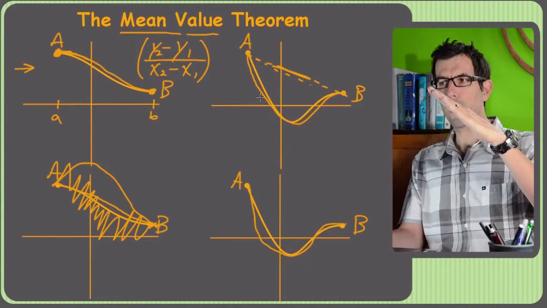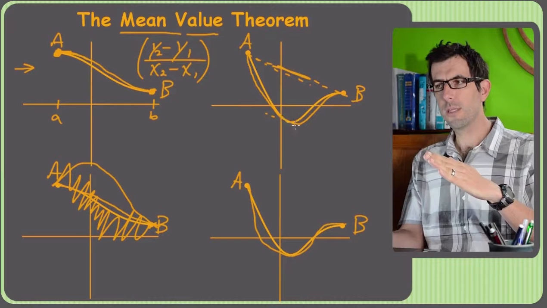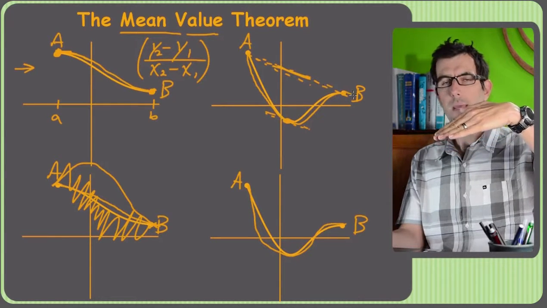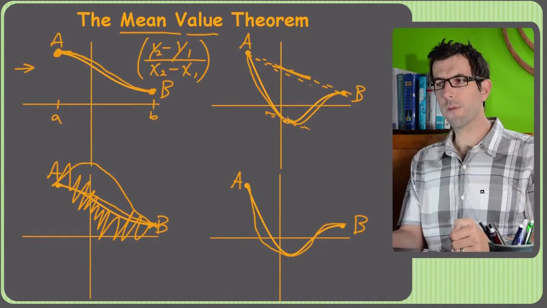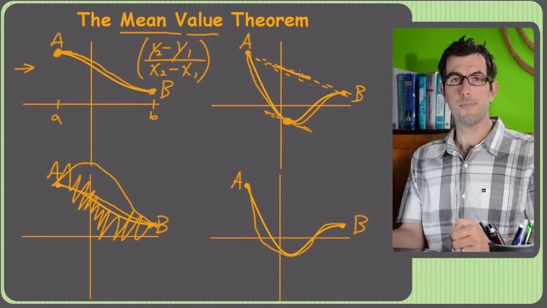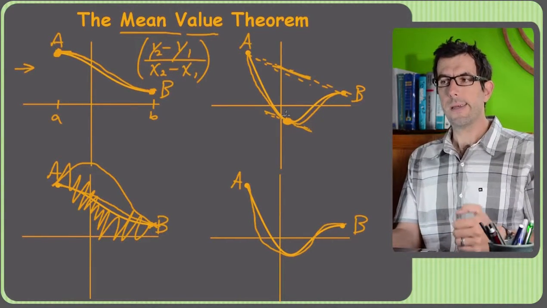So if you take that angled line and move it down a little bit, you'll see that there's a parallel line right here where the tangent line to the curve is parallel to that average slope between A and B. And that's the point we're looking for. We're looking for the point where the slope of the tangent line of the curve is equal to the slope between A and B.